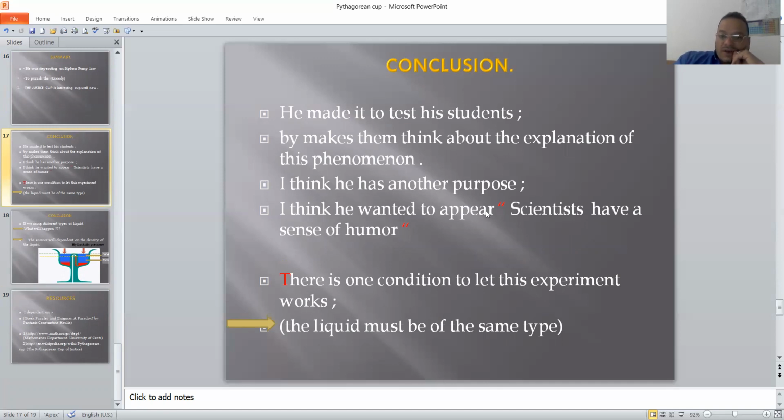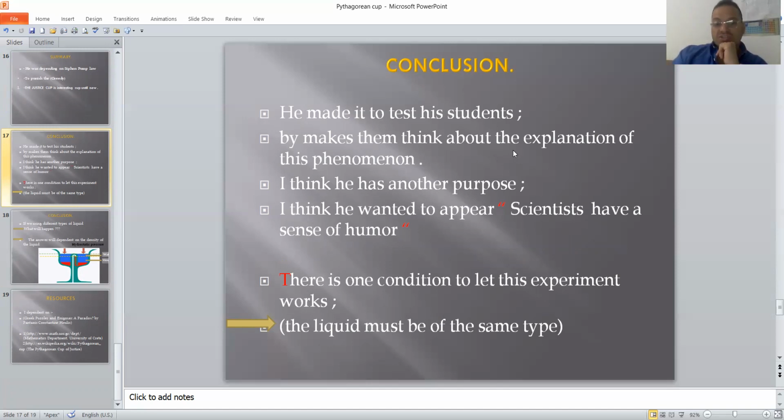I think he had another purpose. That's just my opinion. He wanted to show that scientists have a sense of humor, not just like a machine working in the lab and just thinking and thinking and thinking.